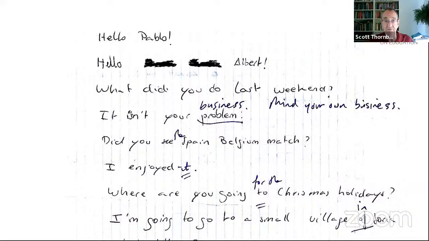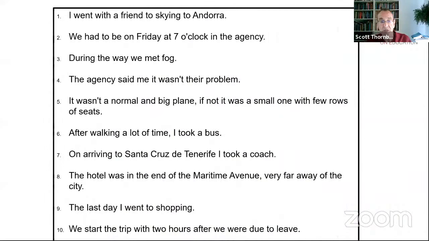It isn't your problem. I corrected that. It isn't your business. And then I added the expression, mind your own business. So I'm going through while they're writing their conversation backwards and forwards. It's available for me to correct almost at the point where they made the error.